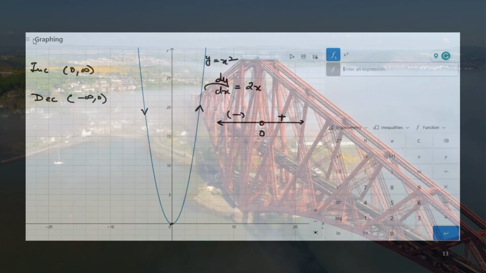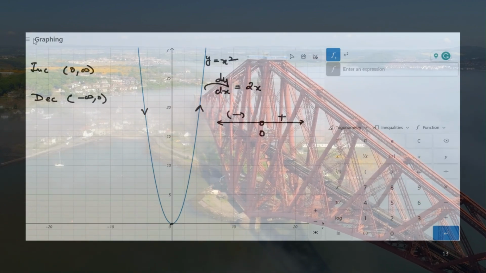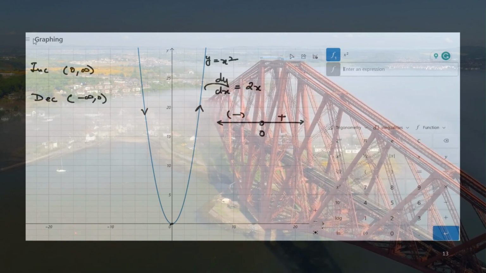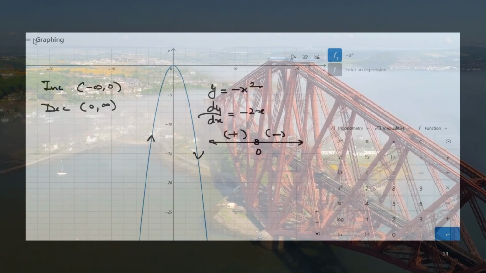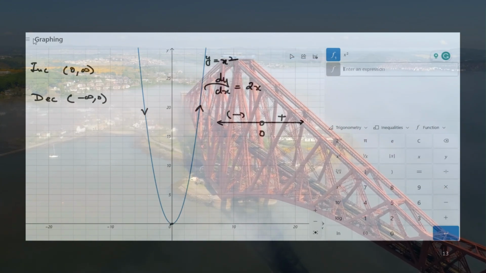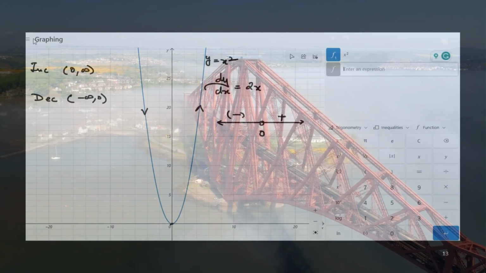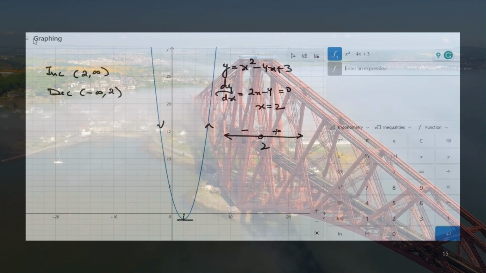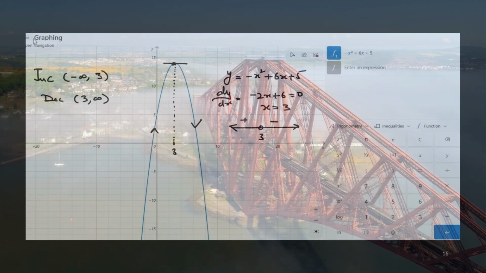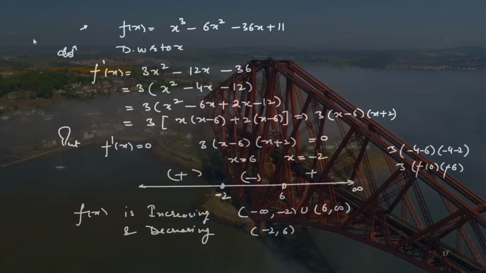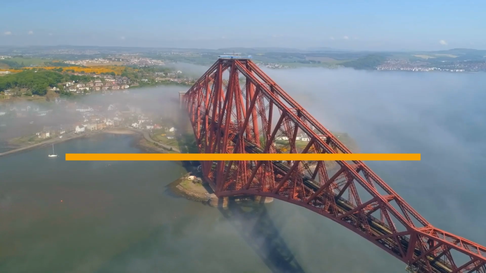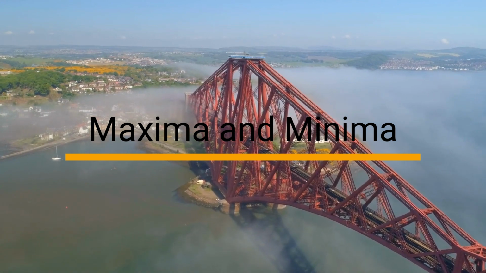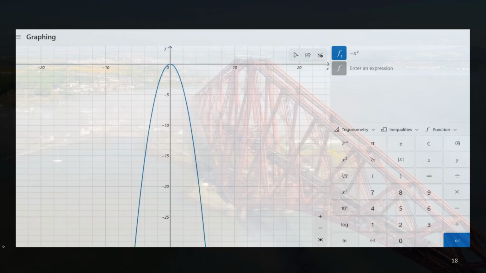In part 2, we discussed how to find increasing and decreasing intervals of a given function. We discussed with the help of these examples: if the first derivative is positive, the function is increasing. If the first derivative is negative, the function is decreasing. We explained with the help of these graphs and this example. Now we talk about maxima and minima, how to calculate the maximum and minimum value of a function.